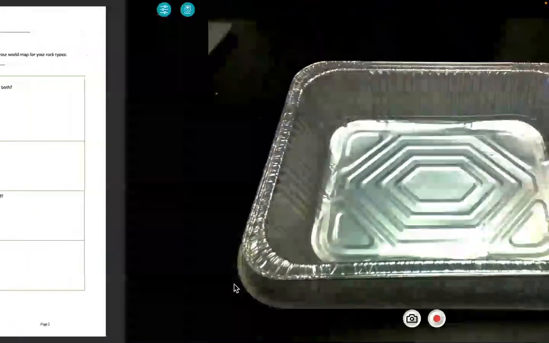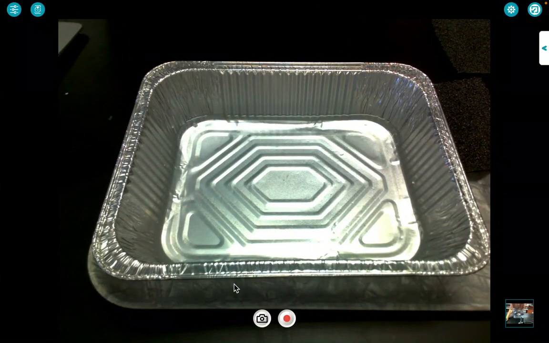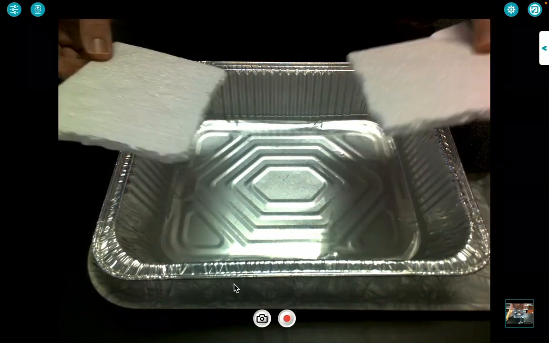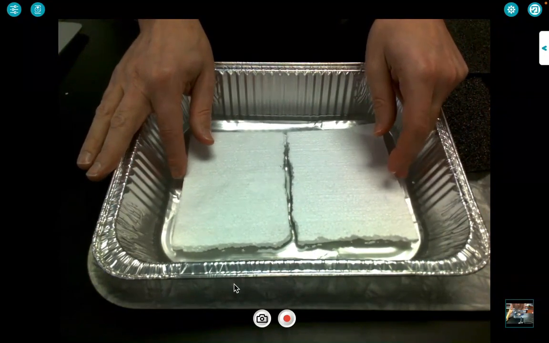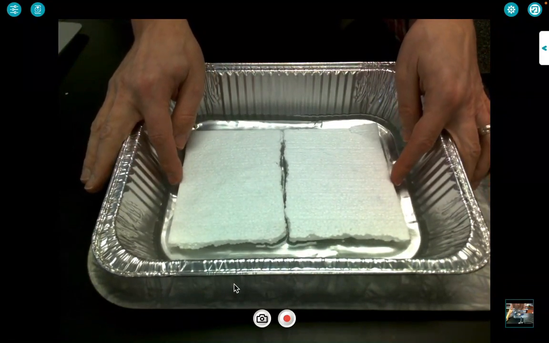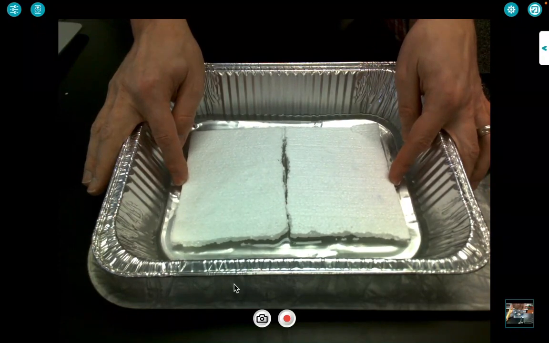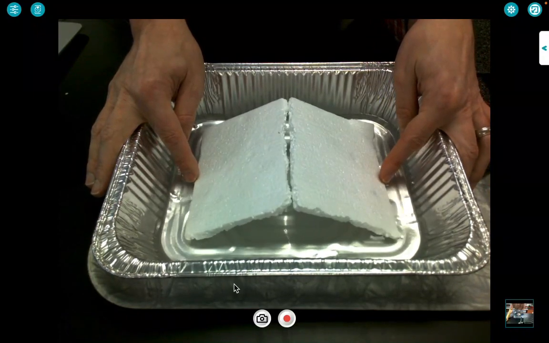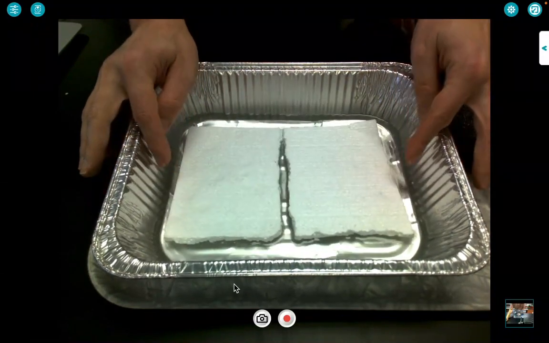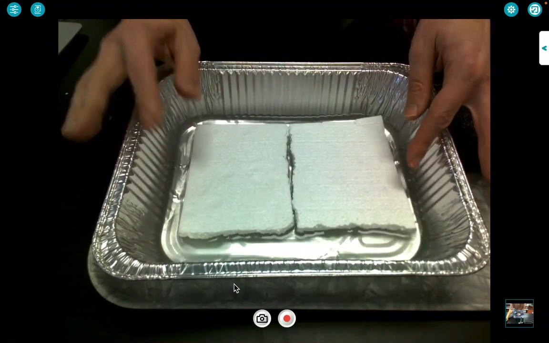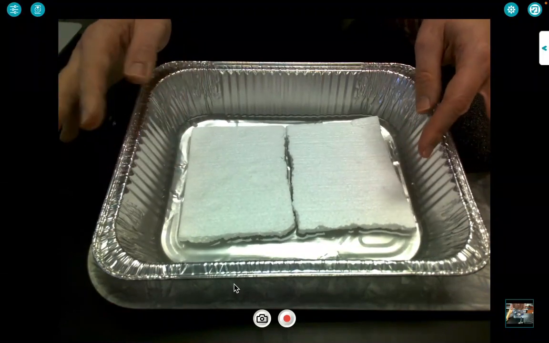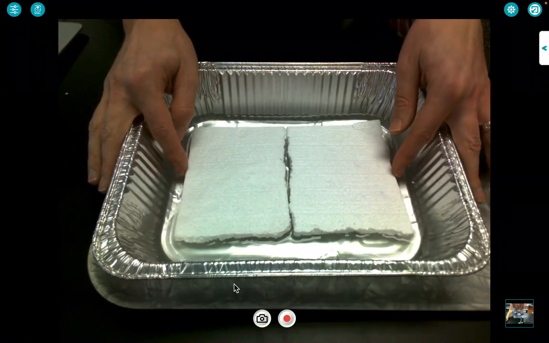Okay, so going back to our container here. We're going to do plates moving together. We'll start with 2 continentals. All I'm doing is pushing gently from the side here. And you can see they came up. Okay, going to do it again. So jot down as you go through. You can pause the video and fill this in. So we'll do it again.